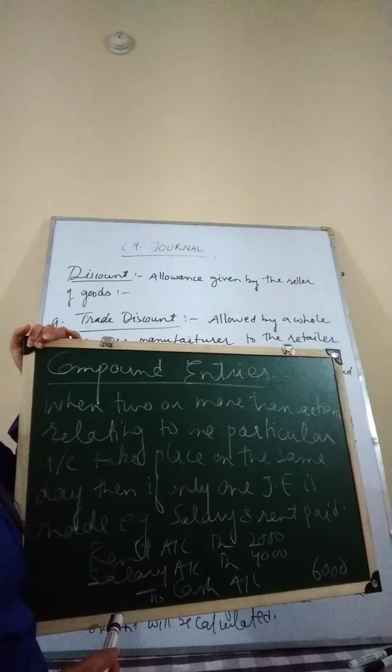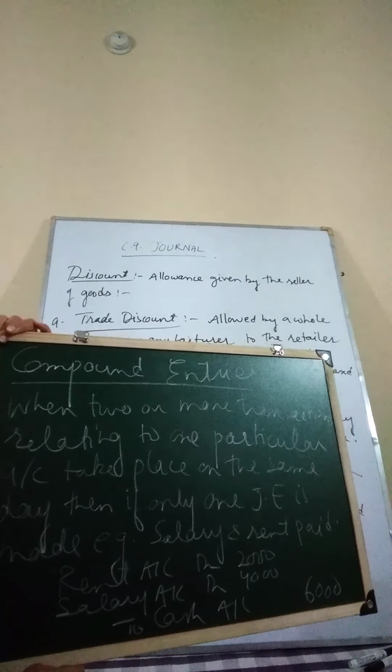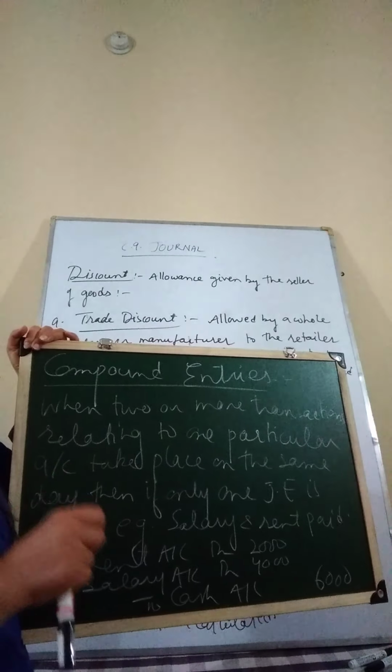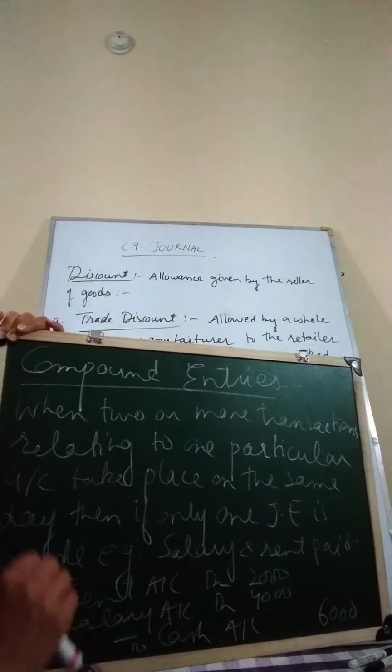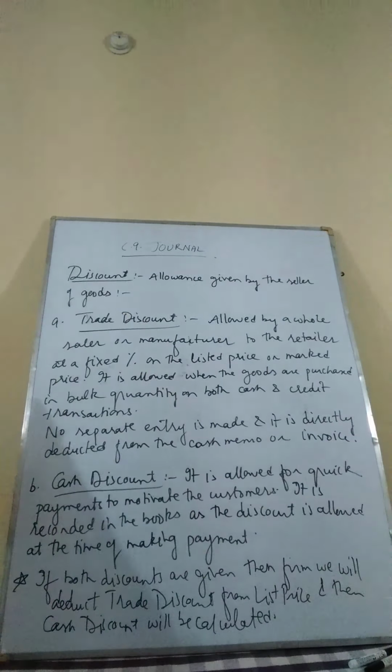This is called a compound entry, where two or more transactions can be shown in a journal entry instead of showing the separate journal entries. So this is called compound entry. I hope that you have understood all the three elements.